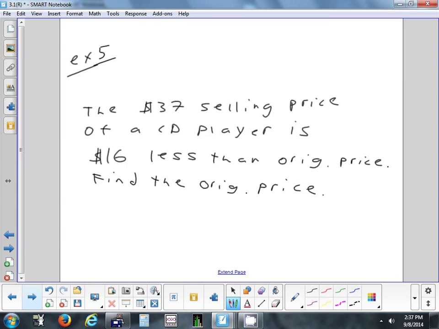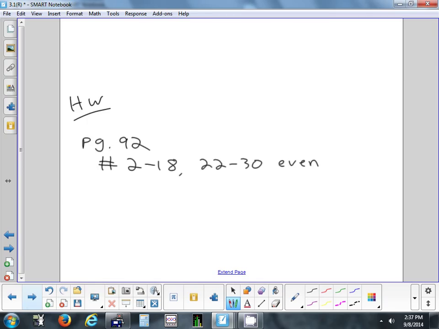Guys, leave your agendas out so you can write this down. Did you write that in my agenda? Not this part. I only wrote the first part. Okay, the homework tonight on page 92, in addition to what I just gave you, is 2 to 18 and 22 to 30. It's all evens. There are some word problems in there, so make sure you remember words like decreased. That means subtract. Or added to means addition. You have those words in your notes if you need them.